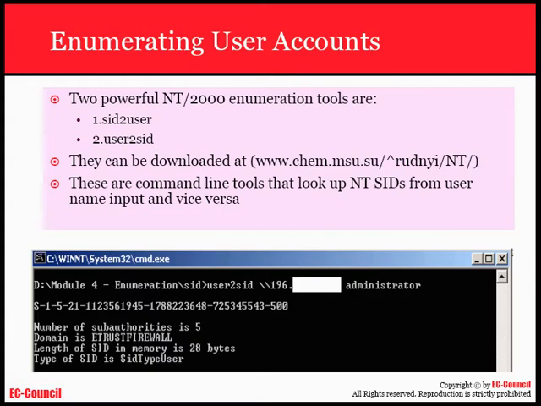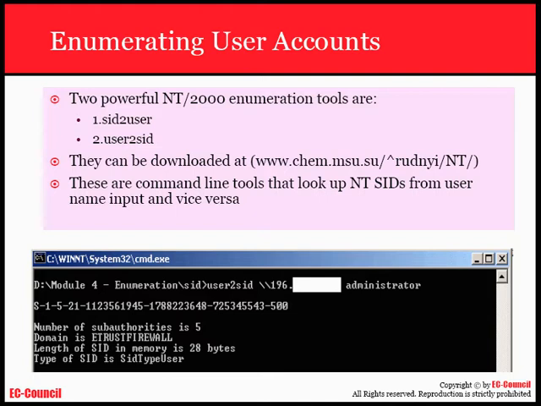Now, the other thing I can do with enumerated accounts is figure out what the security clearances are. One of the ways that I will do that is by doing either a SID to user or a user to SID lookup. I can get both of these programs freely over the internet. What they are is basically command line tools, but they let me look up the NT SIDs for a particular user's name, or if I know the user's name, then I can look up the SID that way.